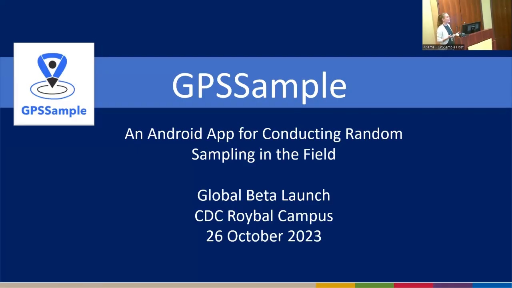My name is Amber Dismer, and I'm a health scientist and GIS specialist at CDC, and I work in the Global Public Health Emergencies branch. And we are so excited because GPSSample is an Android application for conducting random sampling in the field. This is our global beta launch. So we're super excited to be with you today.